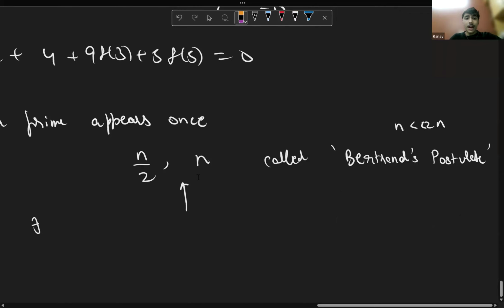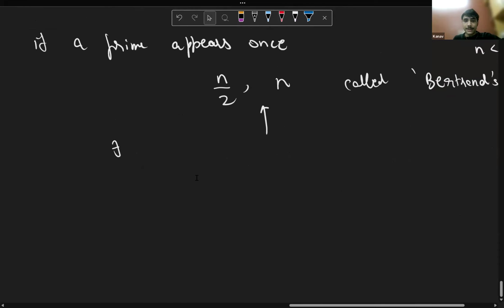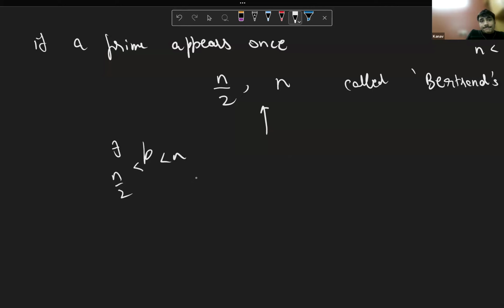How do we finish now? So is the prime p bigger than n by 2 and less than n. How do we finish? So all we want to ensure, oh my god.